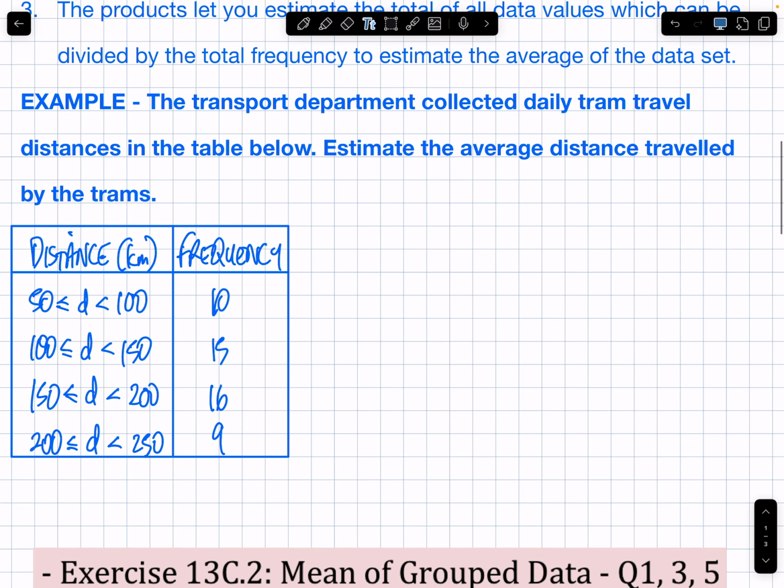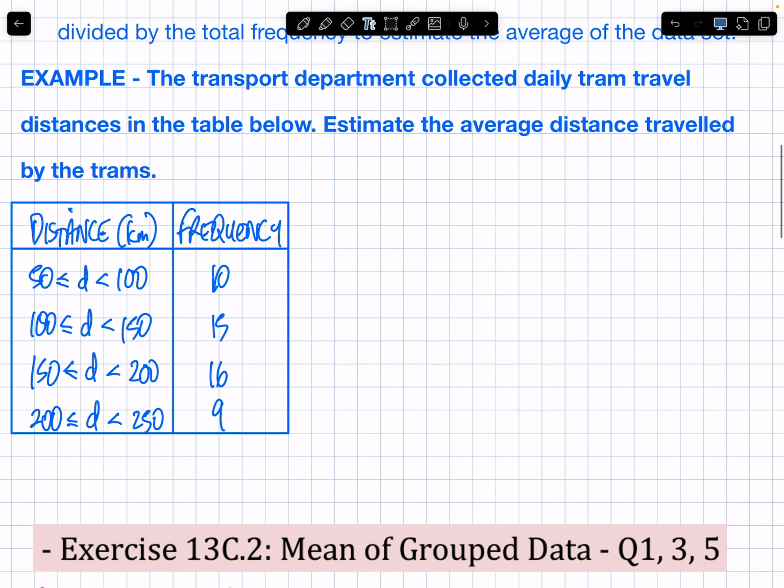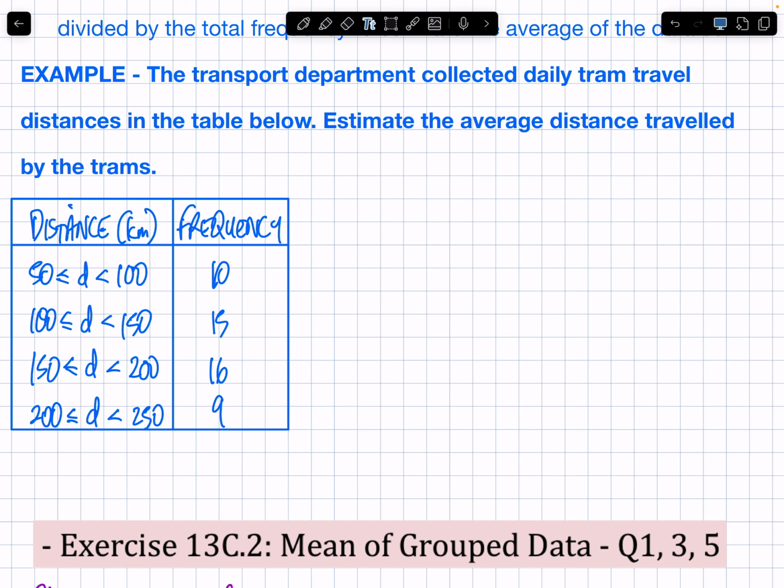Good. Can you see how data's lost? I don't know. I just know that there was 10 distances.